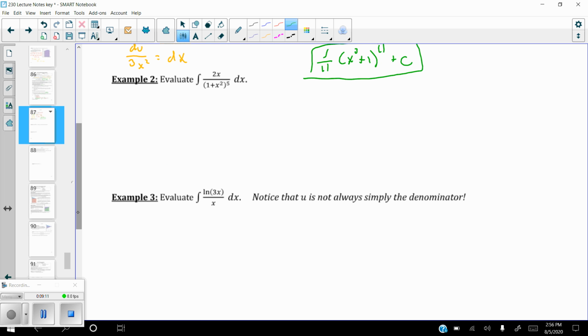Looks like I definitely have a denominator there, and within that denominator I have something in parentheses being raised to the 5th. That definitely looks to be the most composited piece. So I'm going to let u equal 1 plus x squared.